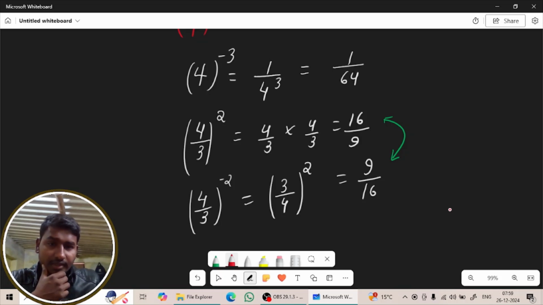Now there are some others also: if the exponent is a fraction, what do we do then? If the exponent is a fraction, let's say I have the number 4 and I'm writing it as 4 to the power 2/3. So what does this mean?